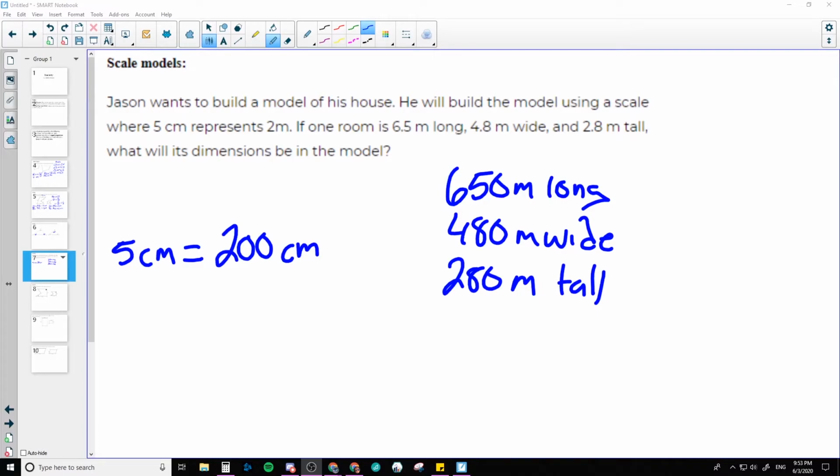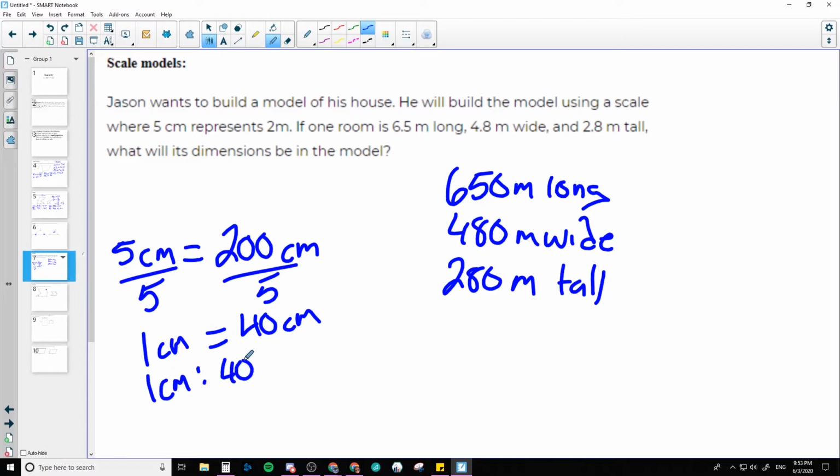Now let's take a look at this scale factor because we can divide 200 by 5. So 200 divided by 5 is going to give us 40. So we can say, okay, divide both sides by 5. We get 1 centimeter is going to equal 40 centimeters. Okay, that's our scale factor. So 1 centimeter to 40 centimeters. Okay, so this we can also set up as our ratio. So we can say, okay, 1 centimeter on the model is 40 centimeters on the actual house.